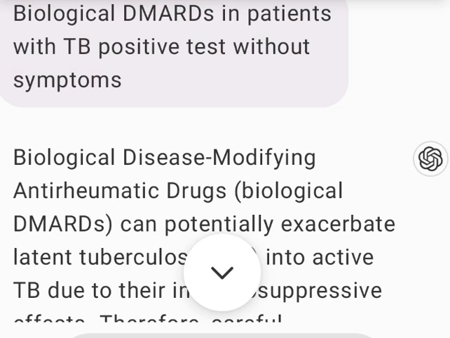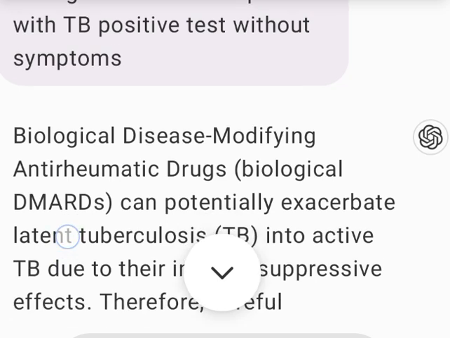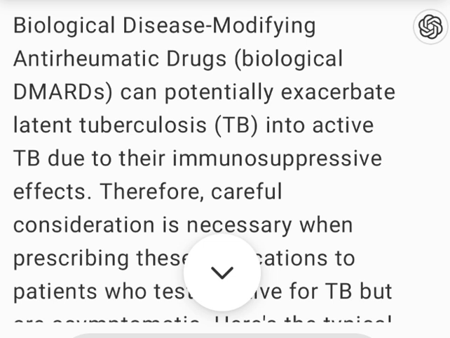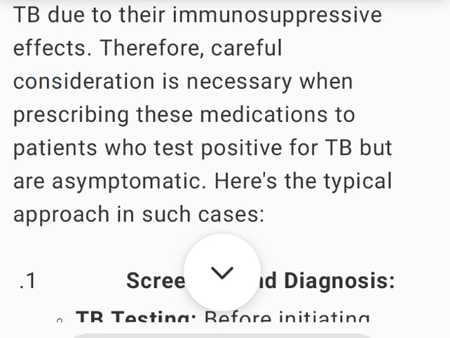Biological disease-modifying anti-rheumatic drugs, biological DMARDs, can potentially exacerbate latent tuberculosis, TB, into active TB due to their immunosuppressive effects. Therefore, careful consideration is necessary when prescribing these medications to patients who test positive for TB but are asymptomatic. Here's the typical approach in such cases.